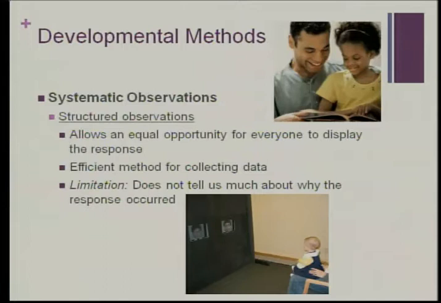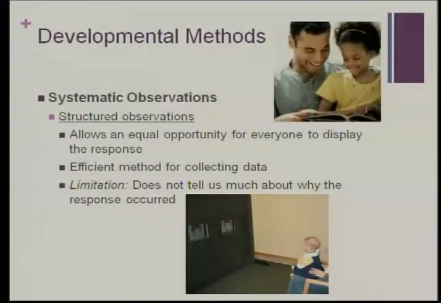Another type of observation is more systematic and more structured. And in these types of observations, we have the opportunity for everyone to display the response because we've set it up so that they will display the response. And it's a very efficient method for collecting data, but sometimes it doesn't tell us much about why the response occurred. Maybe this would never happen in the child's actual life because they wouldn't be exposed to it.